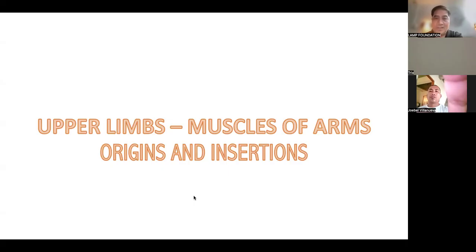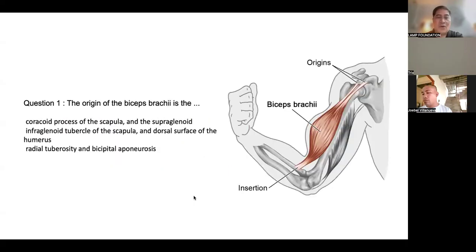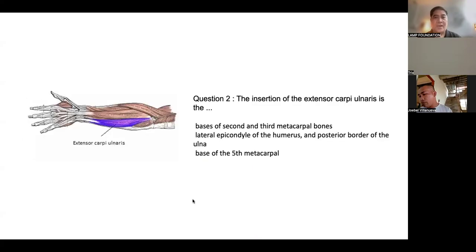Now let's go to the origins and insertions of the muscles of the arms. The origin of the biceps brachii is the coracoid process of the scapula and the supraglenoid. The insertion of the extensor carpi ulnaris is the base of the fifth metacarpal. So you know the difference between the origin and the insertion. Origin, this is the origin. This is the insertion. So it goes towards the ulnaris.